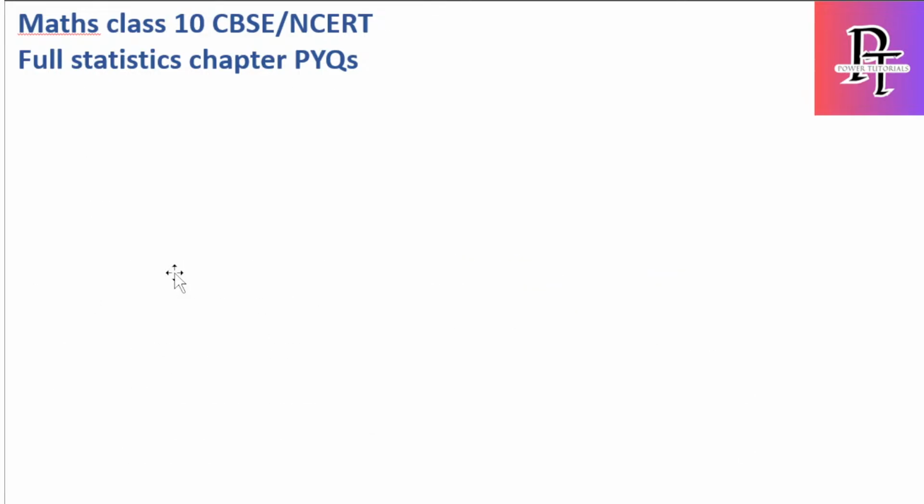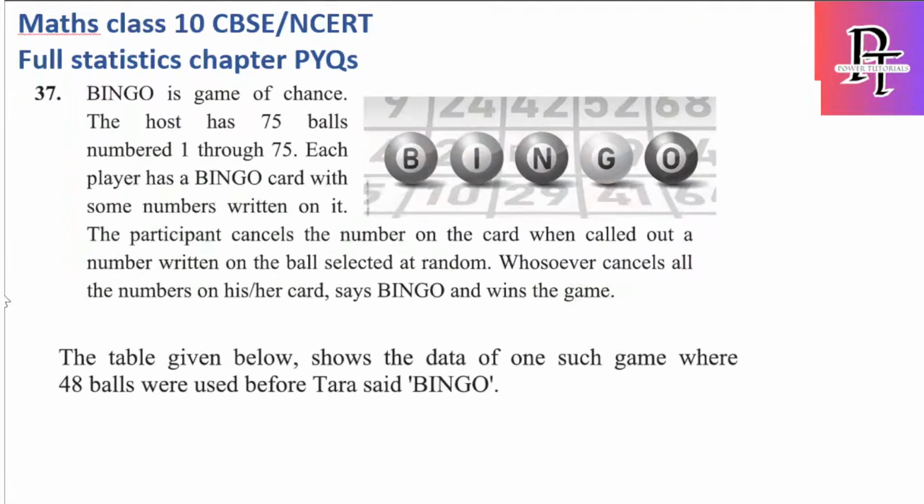Let's see this question, the 37th in one of the set papers. The question is, bingo is a game of chance. A host has 75 balls numbered 1 to 75. Each player has a bingo card with some numbers written on it. The participant cancels the number on the card whichever number is called out from the ball selected at random. Whosoever cancels all the numbers on his or her card says bingo and wins the game.